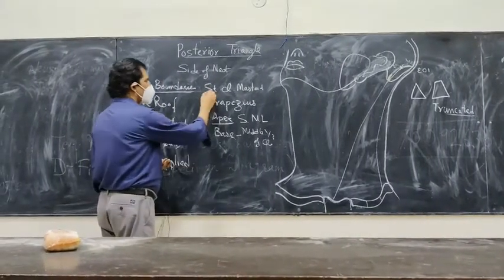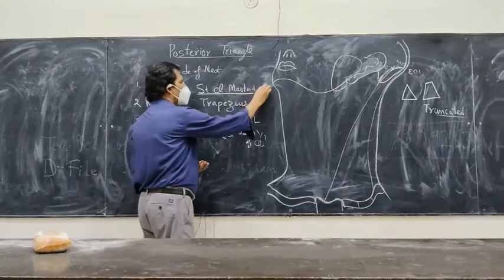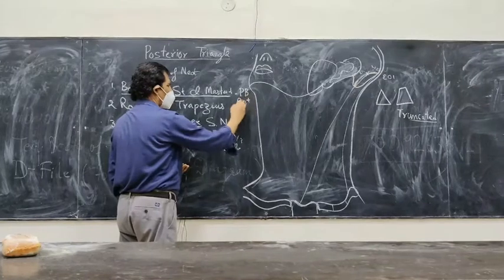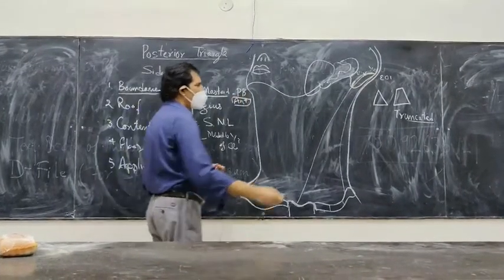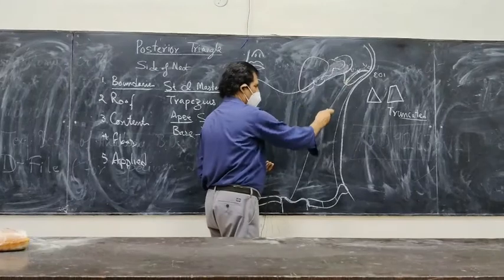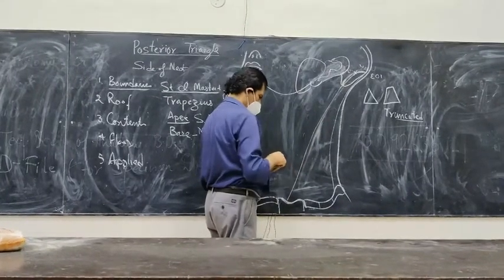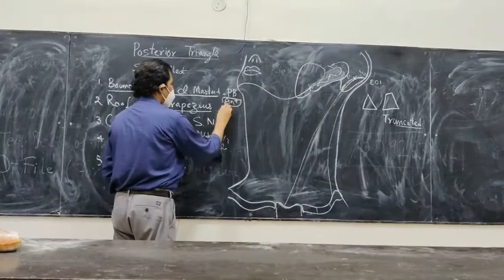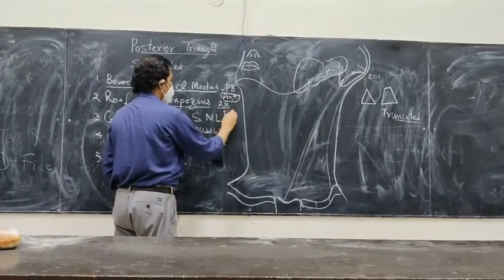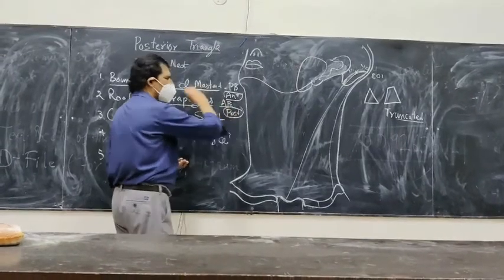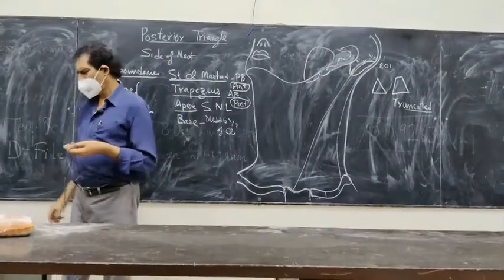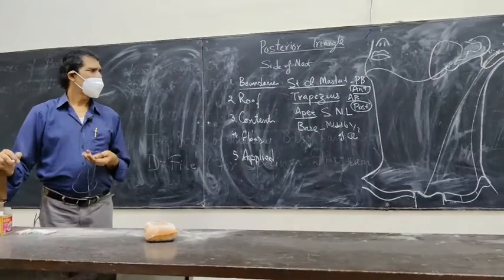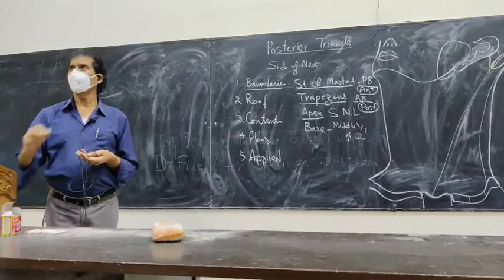Regarding the boundaries, the posterior border of the sternocleidomastoid forms the anterior boundary, and the anterior border of the trapezius forms the posterior boundary. So this is how we explain the boundaries of the posterior triangle with the two muscles.